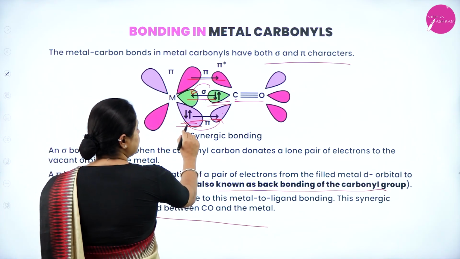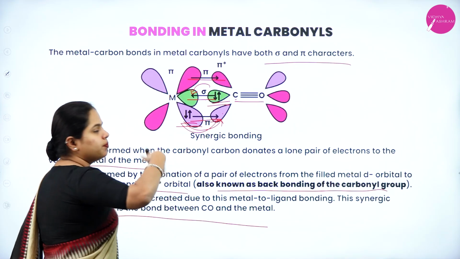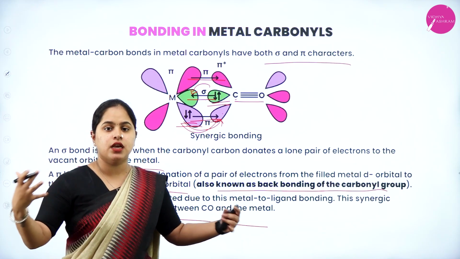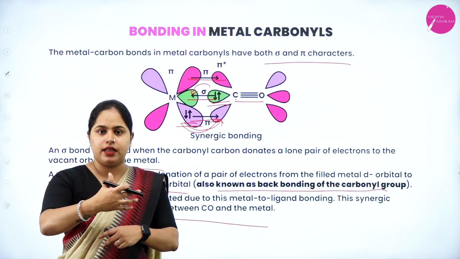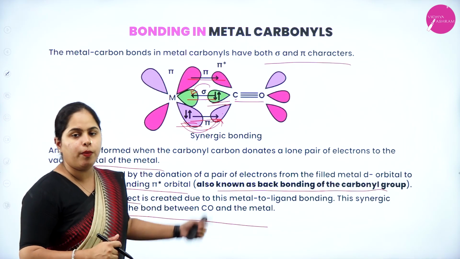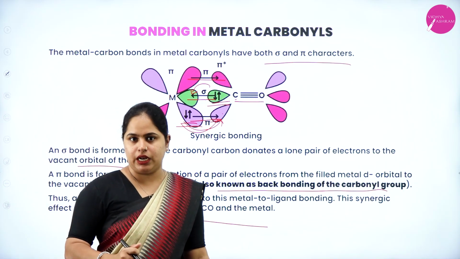That is, the metal is donating electrons to the carbonyl carbon. So in both ways, the bonding is taking place, in one direction as well as the other direction. So it totally forms a very, very strong bond. I hope how sigma and pi bonds are formed is clear for you.